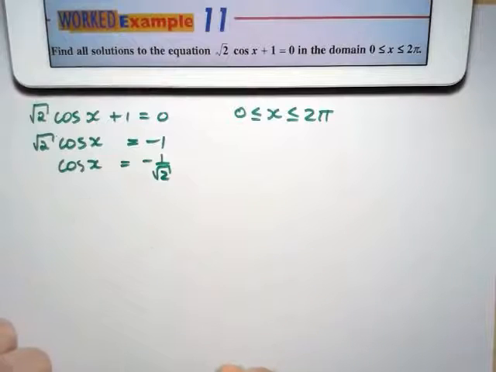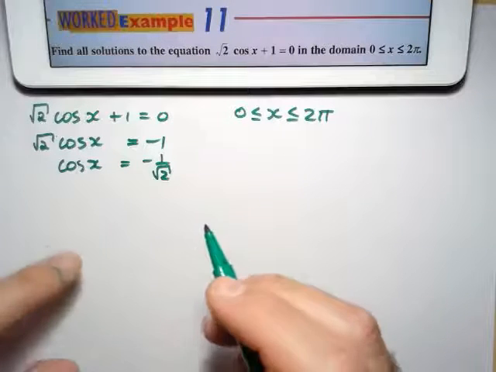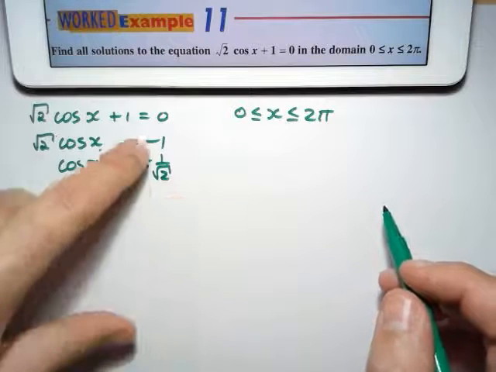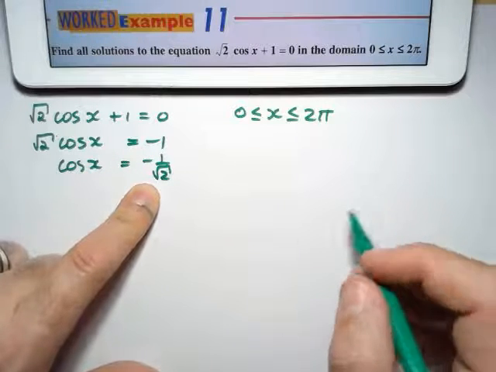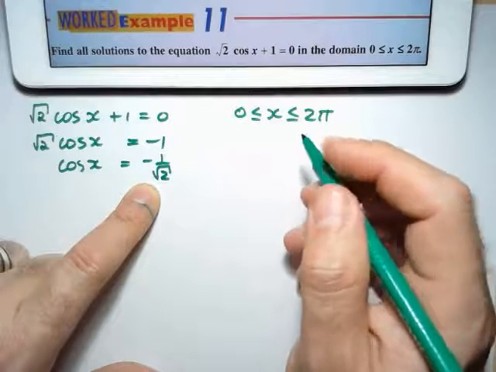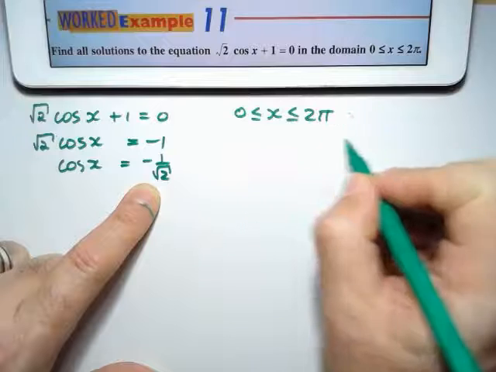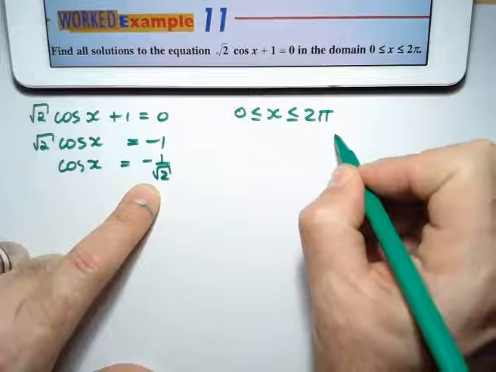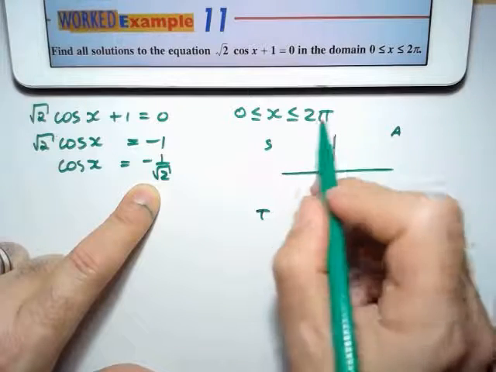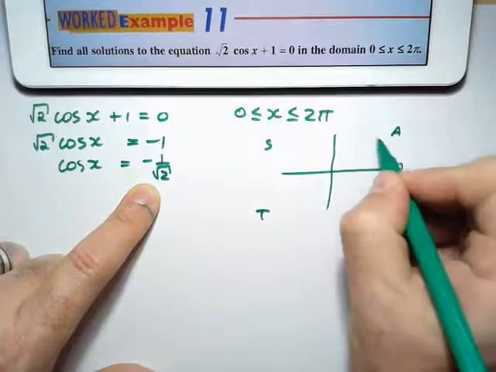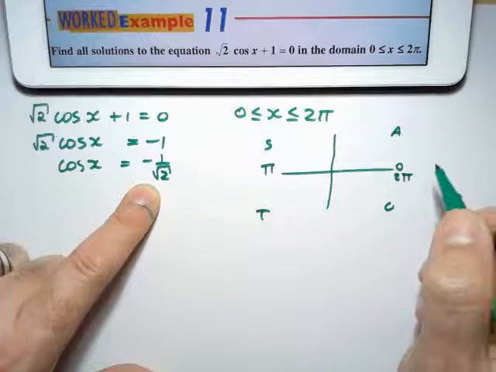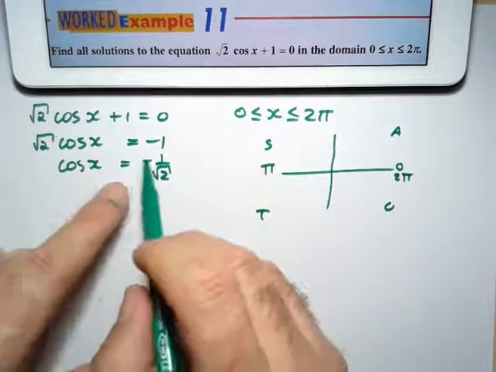Cos x equals minus 1 over square root 2. Back to the drawing board. I'm working in radians, calculator in radians. I sort of remember 1 over square root 2, that is a special triangle, so I don't really need my calculator, unless you can't remember and you have to. I'm not judging anybody. If you then go and draw your CAST diagram, I'm working with pi, so I'm starting at 0, going in the positive direction, pi, going on to 2 pi. I first have to find where cos is negative.